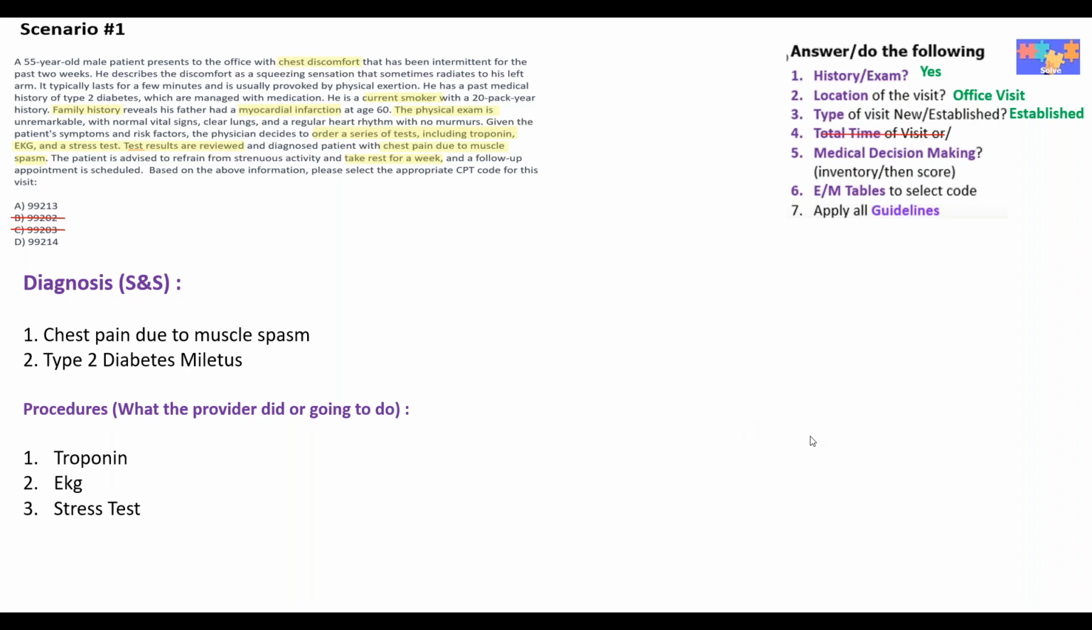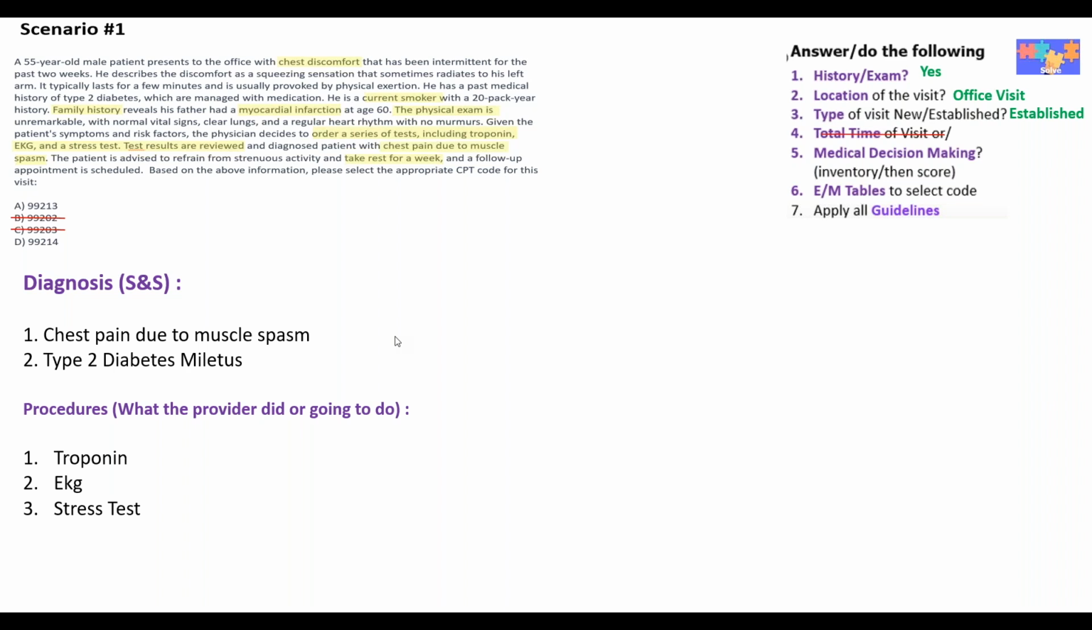To know which is the correct answer, let's do the inventory. So we have diagnosis, signs and symptoms. We have chest pain that is due to muscle spasm. We have diabetes mellitus. And in the procedures, what did the provider do or is going to do? We had a troponin test and EKG performed. We have a stress test as well, and those test results were reviewed as well.